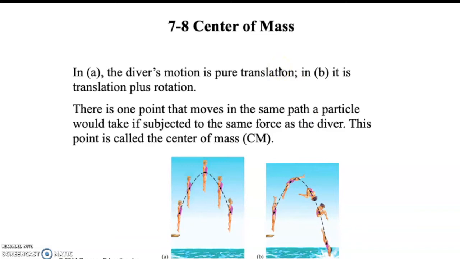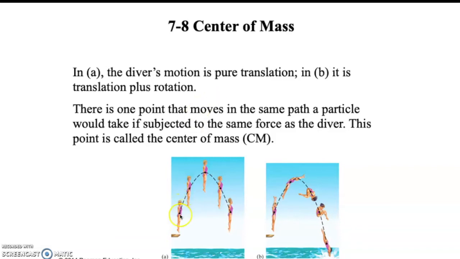So we have 2 situations here. We have a person jumping straight up and coming down, and then a person doing all kinds of flips and doing a dive. In A, the diver's motion is pure translation. In B, it is translation plus rotation. So there's one point that moves in the same path, like a particle that would take the same force as the diver. This point is the center of mass.